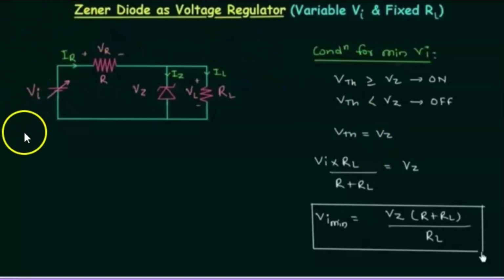Now by applying Thevenin theorem in this particular circuit, we can get the value of Vth, that is Vi into RL by R plus RL, which is equal to Vz. अगर इससे हम लोग थोड़ा बहुत भी rephrase कर दें, we can get the value of Vi minimum, which is equal to Vz times R plus RL by RL.